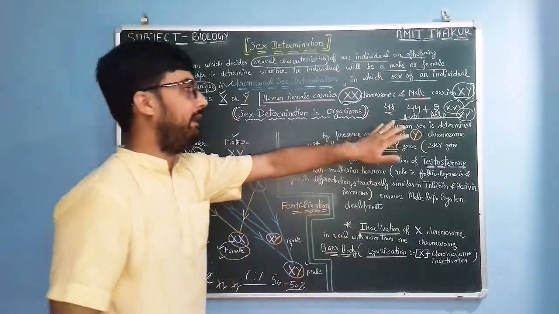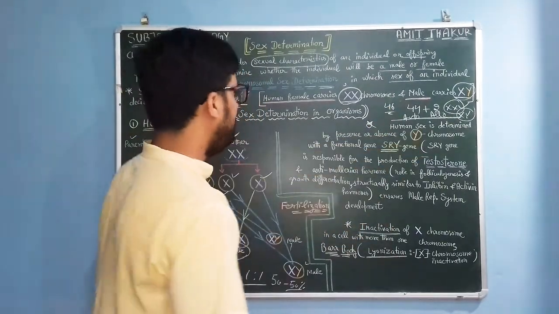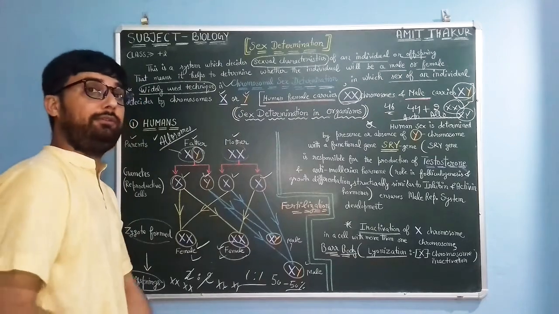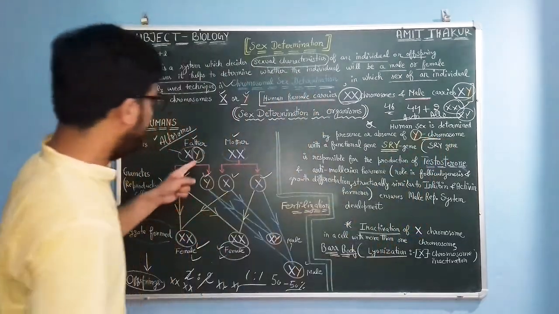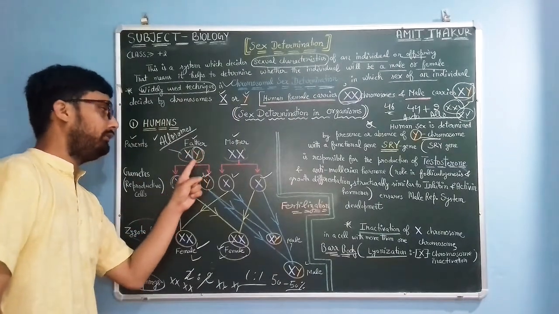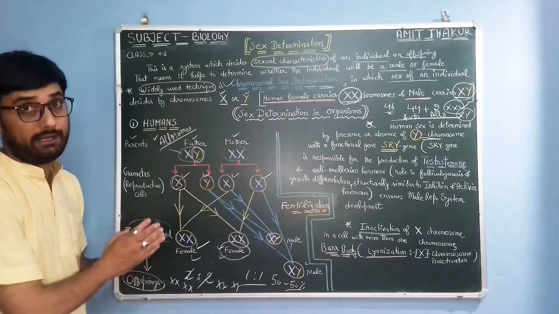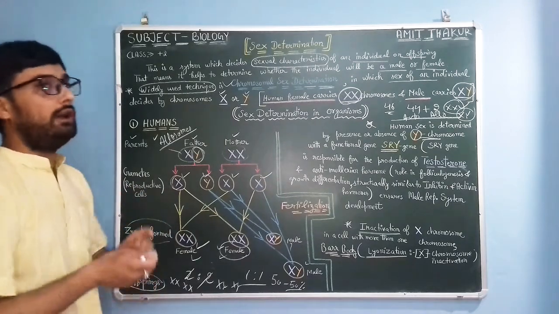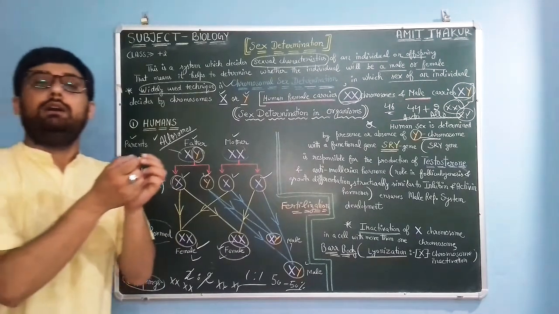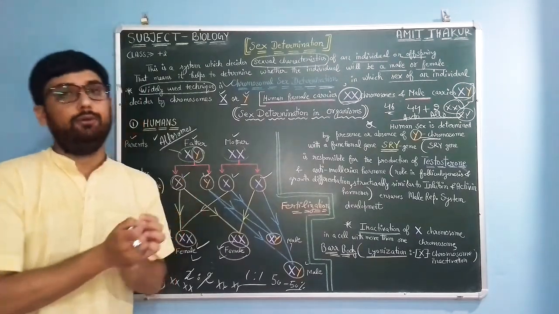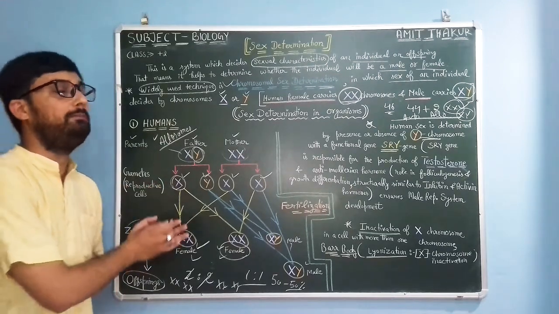So human sex, and it's very important, human sex is determined by the presence or absence of this Y chromosome. As I told you, if this Y chromosome would not be here, there would not be any male child. Or you can say that female sex is the default sex of an individual, or you can say the default sex of human beings.